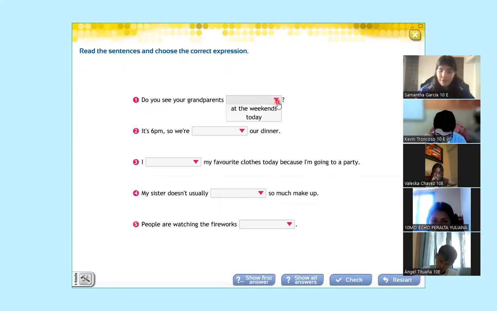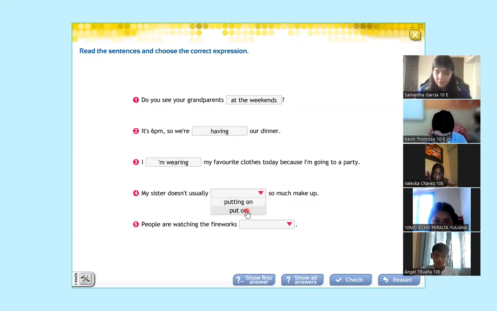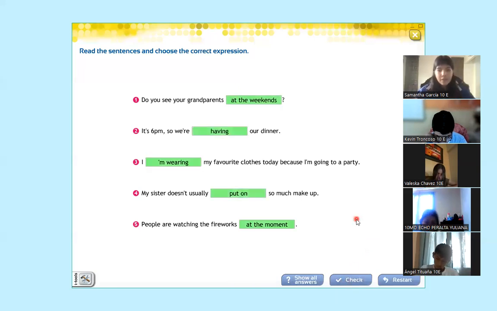Do you see your grandparents at the weekends? It's 6 p.m., so we are having our dinner. I am wearing my favorite clothes today because I'm going to a party. My sister doesn't usually put on so much makeup, and people are watching the fireworks at the moment. Very good, okay? So we're going to check the information. Very good, okay? Thank you, Sammy.